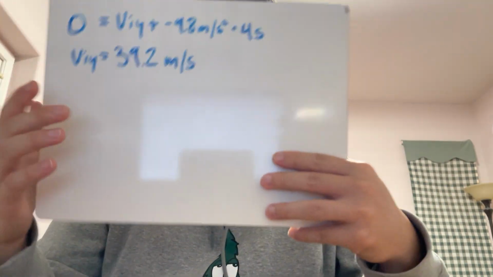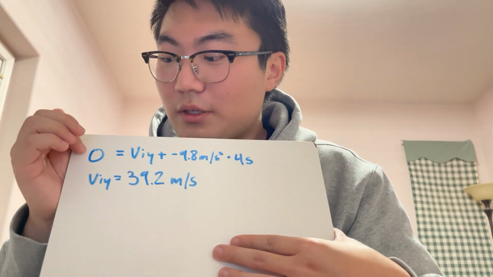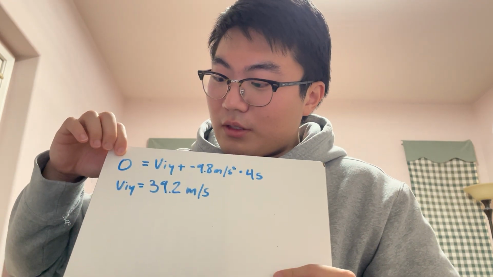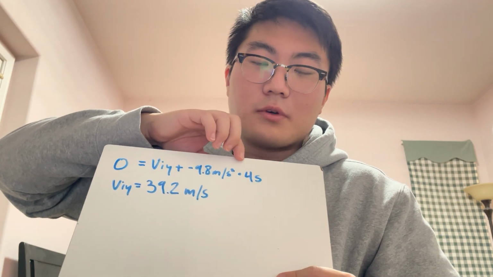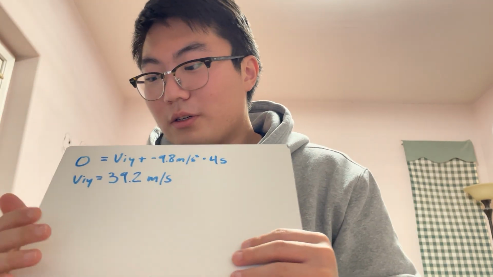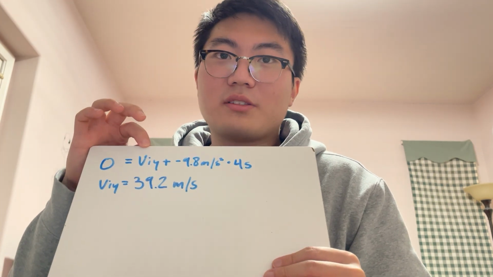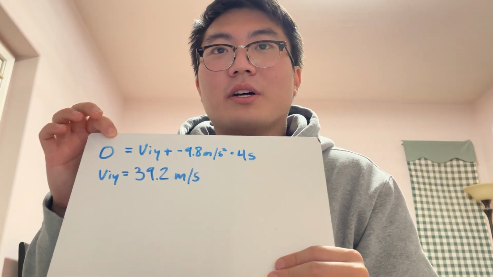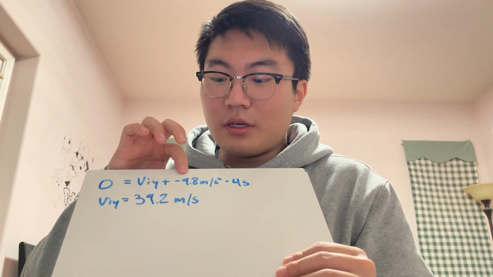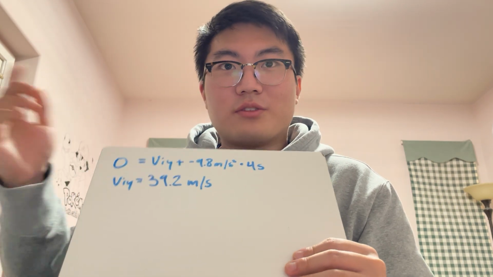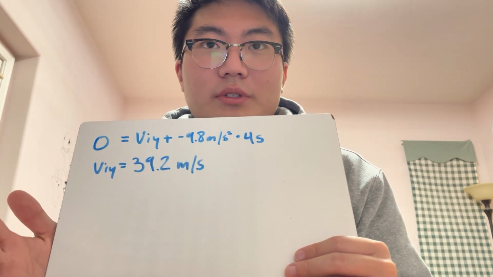And so what I did to figure out all the velocities at every single point, I used this formula. The final velocity equals initial velocity plus negative 9.8 meters per second squared times 4 seconds. And so using this formula, I was able to get 39.2 meters per second for the initial y velocity. I used 0 as the final velocity because it just makes the calculation simpler. You just have to move this to this side because it's just 0. So you just add 9.8 times 4, and you get 39.2.